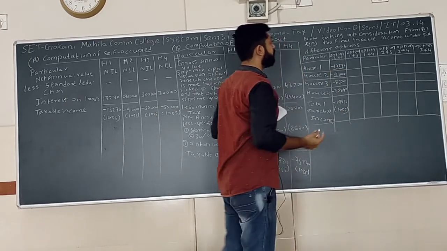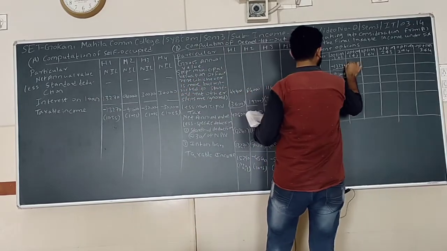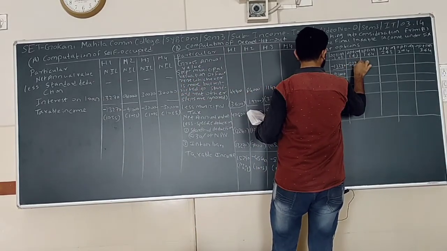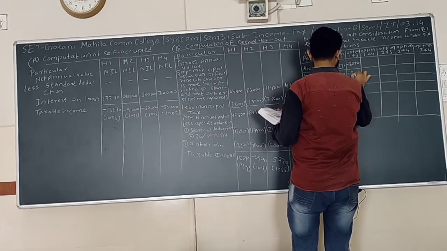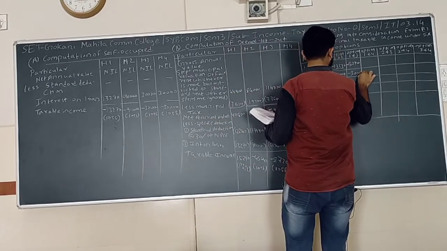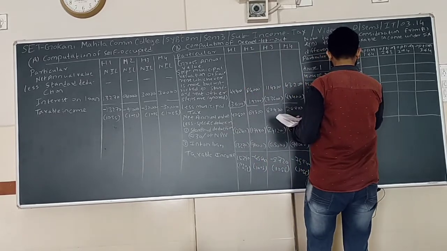Same way for option 2. So now the house 1 self-occupied is minus 13,270, and house 3 is minus 13,000. So here we are going to see the house 2 is minus 45,000.